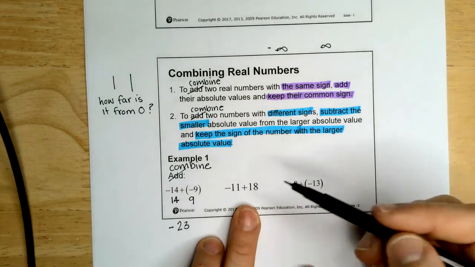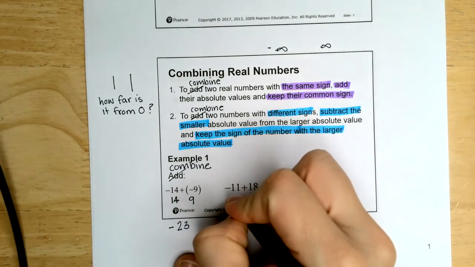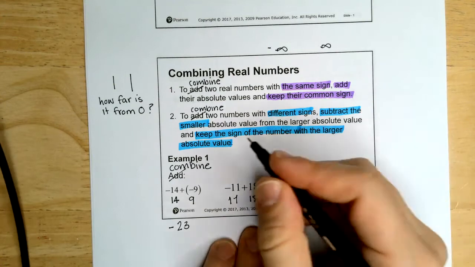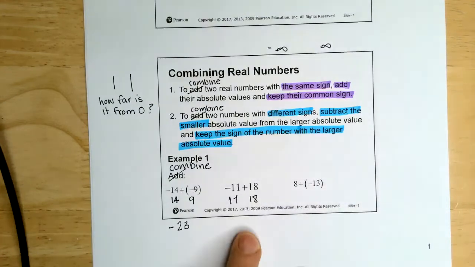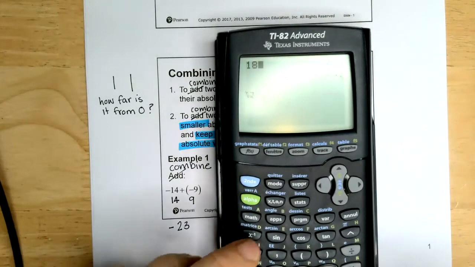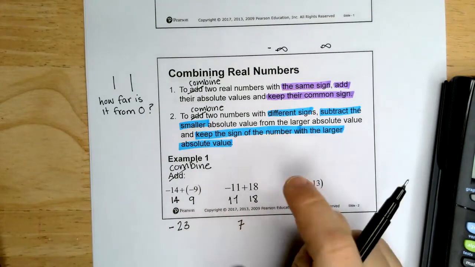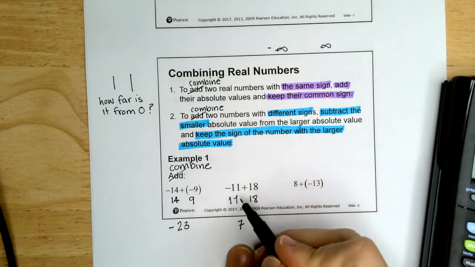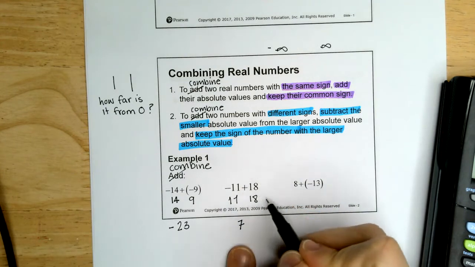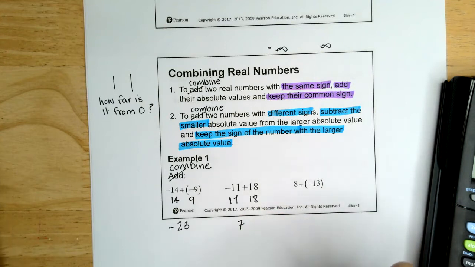-11 and +18, now we have different signs. So we take the absolute value. The absolute value of -11 is 11. The absolute value of 18 is 18. Subtract the smaller absolute value from the larger absolute value. So 18 minus 11 is 7. And then it says, keep the sign of the number with the larger absolute value. Which one of these has a larger absolute value, 11 or 18? 18. The sign with 18 was a positive, so the answer is +7.